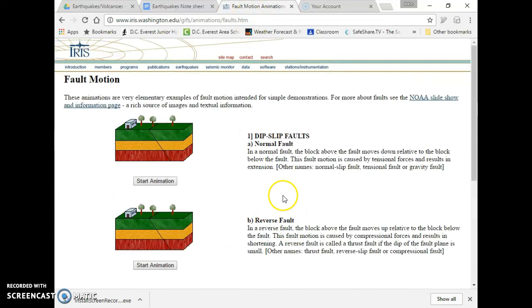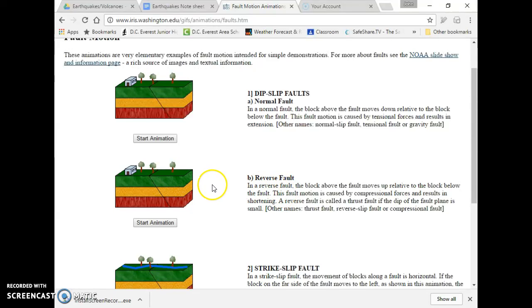Okay, so we're going to take a quick look at that here. So this is what we're looking at right here, a reverse fault. It says in a reverse fault, the block above the fault moves up relative to the block below the fault. This fault motion is caused by compressional forces and results in shortening. A reverse fault is also called a thrust fault. Okay, so here's what's going to happen. So here we have one side of the fault. Here we have the other side of the fault. You notice right here is the fault. That's the crack in the earth.